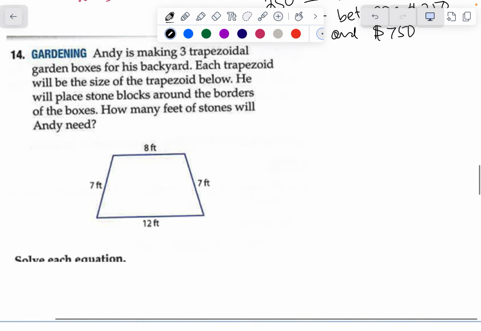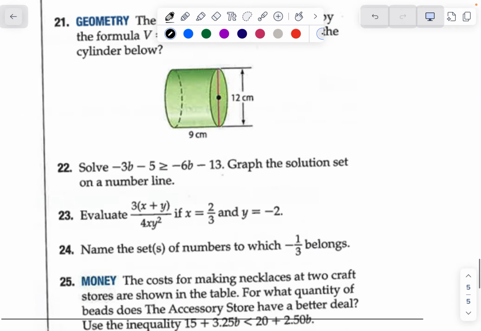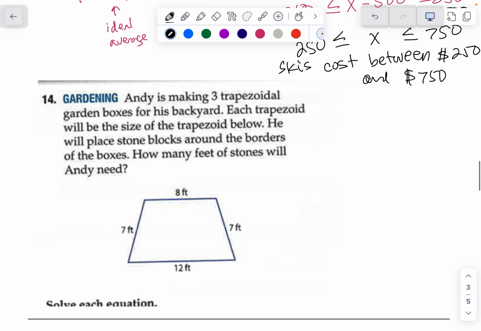Okay, let's take a look at 14. Let's see. I'm just trying to see how much we should get done today. Okay, 14. It says Andy is making three trapezoidal garden boxes for his backyard. Each trapezoid will be the size of the trapezoid below. He will place stone blocks around the borders of the box. How many feet of stones will Andy need? I didn't put one like this on it, but that's just perimeter.